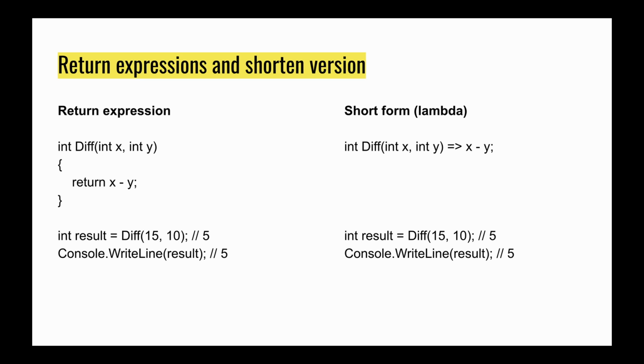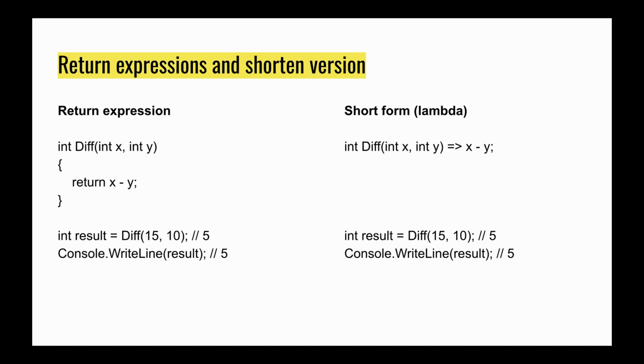For example, let's define a method that returns the difference of numbers. The diff method has type int, so it must return a value of type int, an integer. Therefore, the return operator is used in the body of the method, followed by the number to be returned.